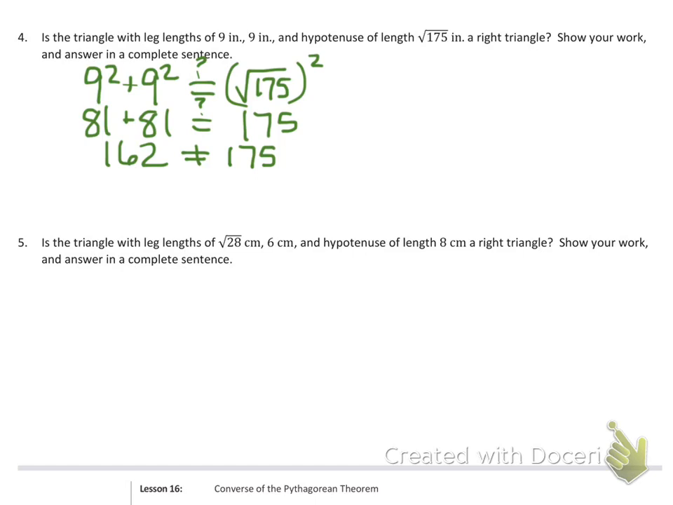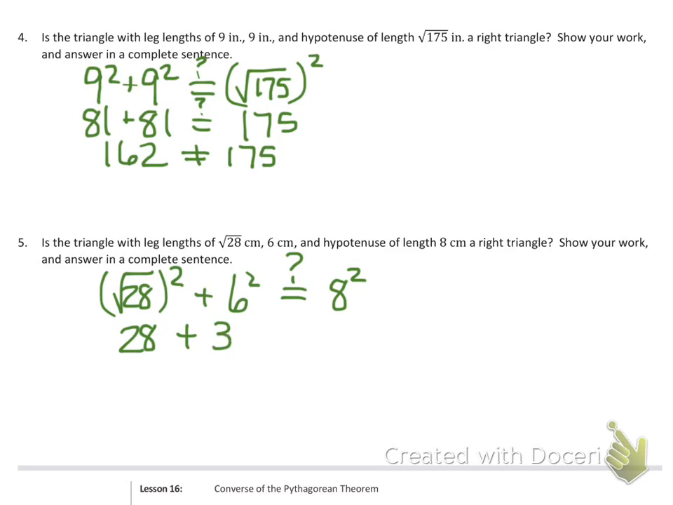The next one is a triangle with leg lengths of square root of 28 and 6, and a hypotenuse of length 8. So we would have the square root of 28 squared plus 6 squared, and we're checking to see if that's equal to 8 squared. So this would be 28 plus 36, and we want to know if that's equal to 64. And we get 50 plus 14, so that is 64, which is equal to 64. So this one checks out.